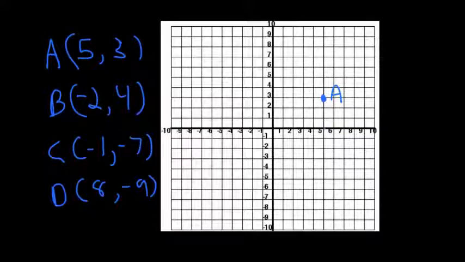Then B is at negative 2, 4. So I start on the x, I go to negative 2, and then up to 4. So that's letter B. C is at negative 1, negative 7. So I go negative 1 on the x, and then down to negative 7 on the y. So C would be right there. And then D is 8, negative 9. So I go over to 8 on my x, and then down to negative 9 on my y. And that would be letter D.